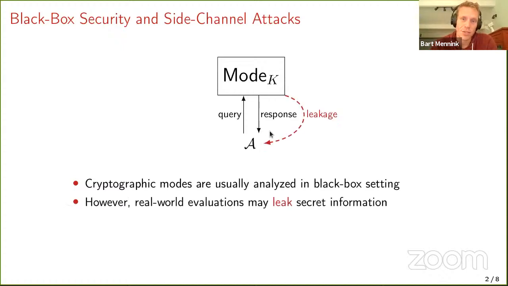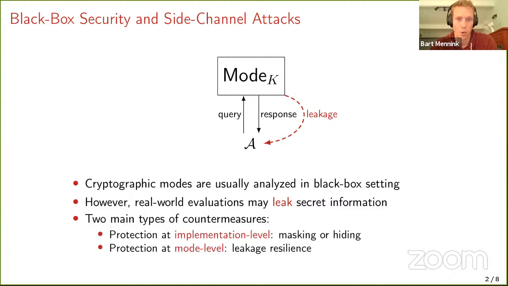And that's the way we typically prove security. In practice, however, there is more going on. There's leakage. This could, for instance, be power consumption or any other type of leakage. And there are two main ways to solve this in a practical setting. One way is protection at the implementation level. There you make the implementation more expensive, but you prevent the leakage from being useful. The other alternative is protection at the mode level, where you make a slightly more expensive mode, but then you need simpler protection against leakage.